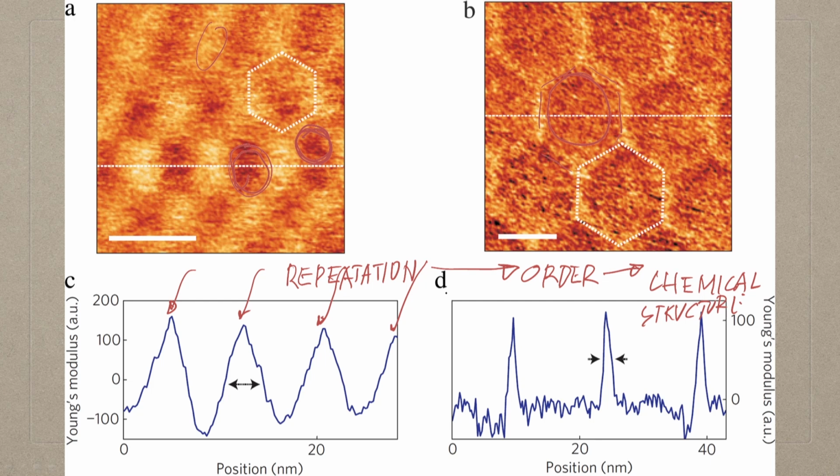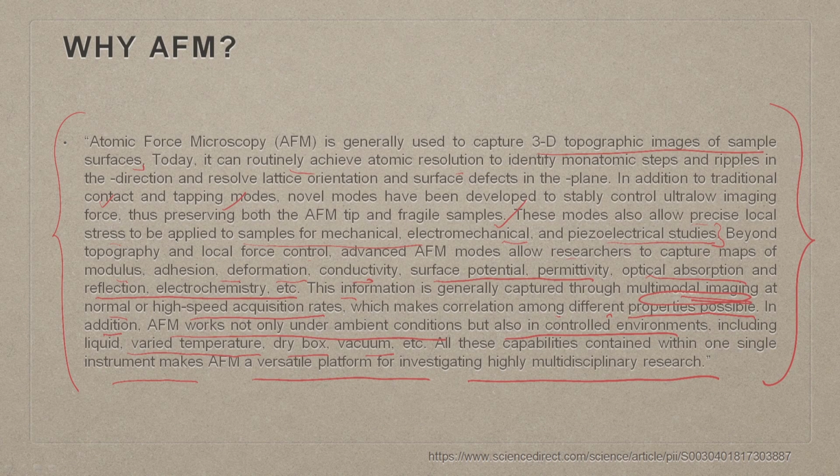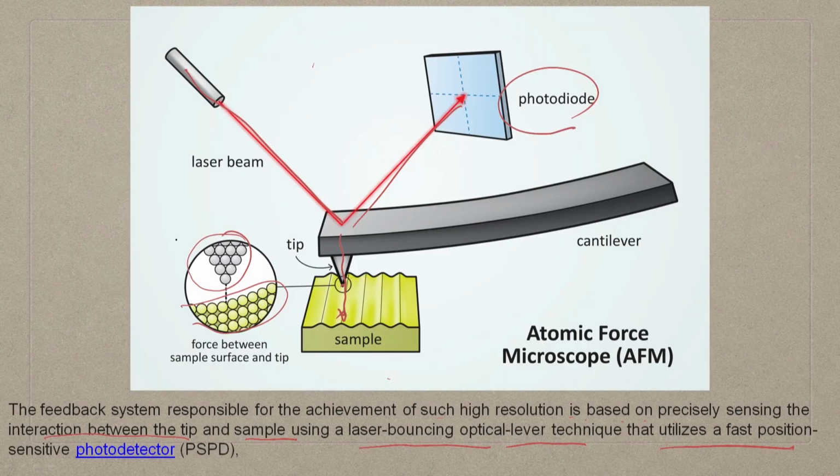I asked you to look for a repetition or an orderliness. These are the areas: atomic topography, nanomechanics, electromechanics, nanoelectronics, nanospectroscopy, nanoelectrochemistry. Why AFM, we discussed it. Then we talked about the basic forms of AFM, from surface profiling all the way to coupling it with electrochemical setup and spectroscopic setup.